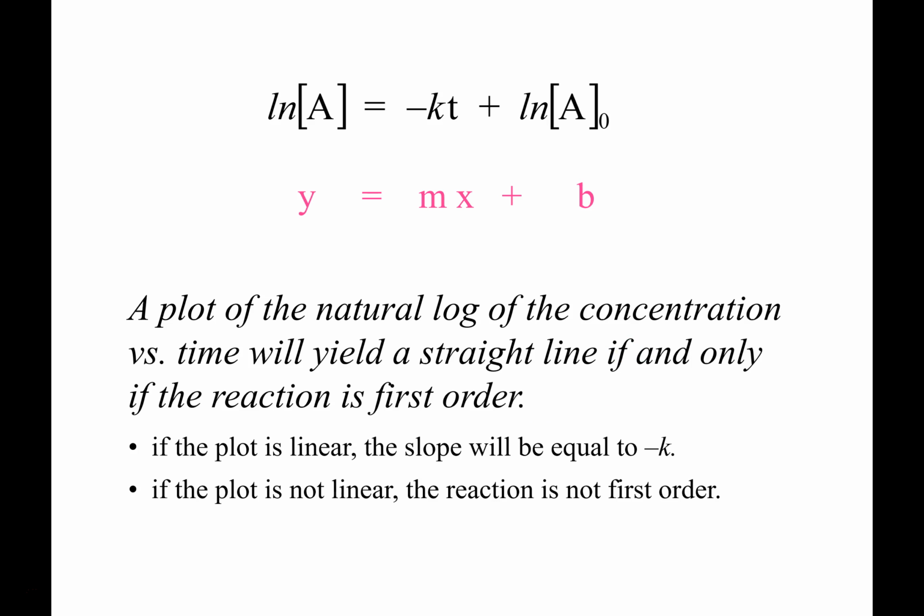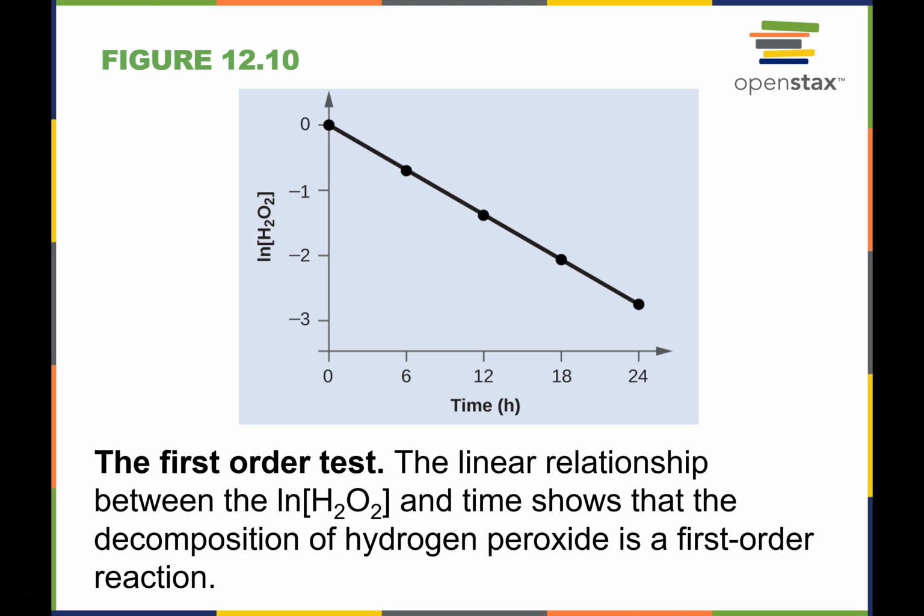I think I have an image from OpenStax to show you this sort of test. Oh, it's pretty straight. And sometimes you're like, oh, there's a little curve to it, I don't know. But if we have the correlation coefficient, remember, the closer it is to -1, the more likely it is a straight line. So this is the decomposition of hydrogen peroxide. Looks like first order to me.